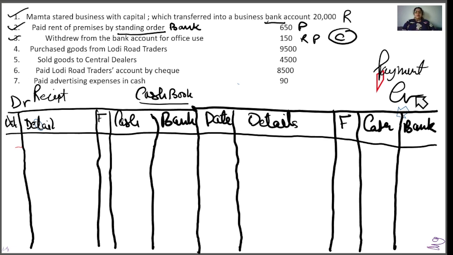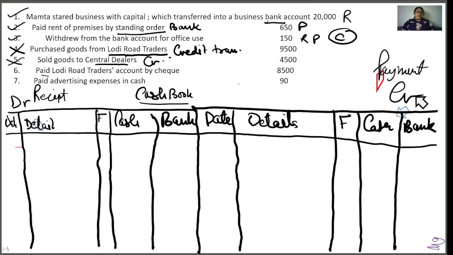Now the fourth one is purchase goods from Lodi traders. So you purchase goods from a person or a company's name. So this transaction is a credit transaction. As you know, credit transactions we are not going to record. Next is sold goods to Central Traders. You didn't get any money, so it's not a receipt because a credit transaction happened. So again, this you are not going to record.